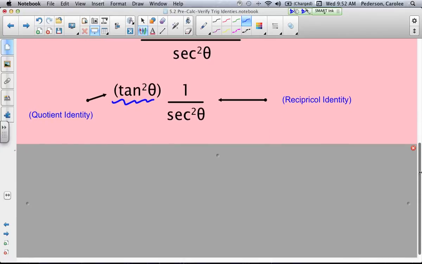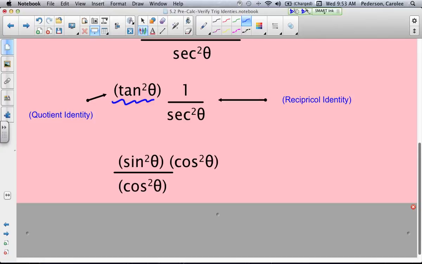So now I'm going to replace each piece with the identity. Tangent squared of theta is sine squared of theta over cosine squared of theta. And then 1 over secant squared of theta is the reciprocal, cosine squared of theta. Can anyone see the next step?